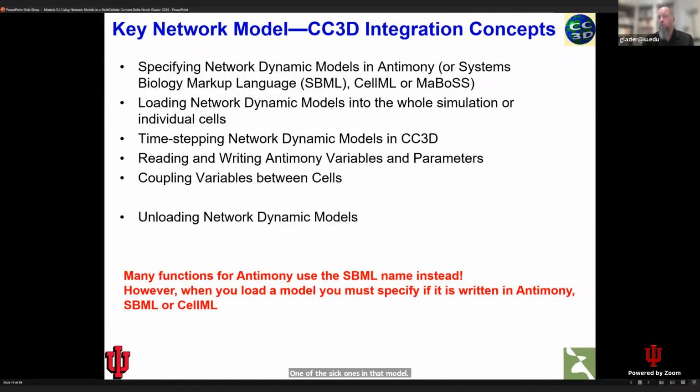So when I'm going to do CC3D integration, it's more or less what I've said before. We're going to specify the model, the network model. We could have multiple ones. Today we're only going to have one. We're going to use the same network model in all cells. We're going to load that network model into the individual cells in this case. It's more interesting than the whole network one. We're going to time step that network model.